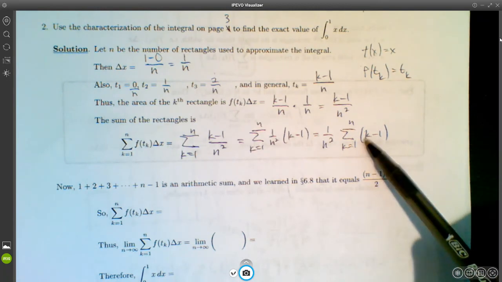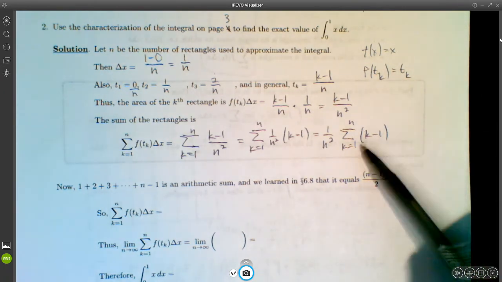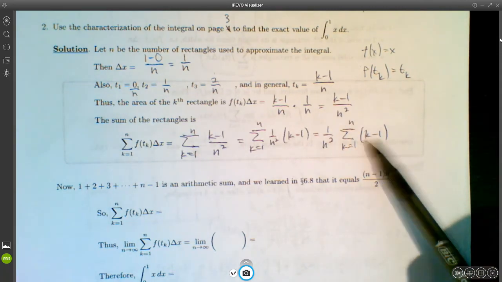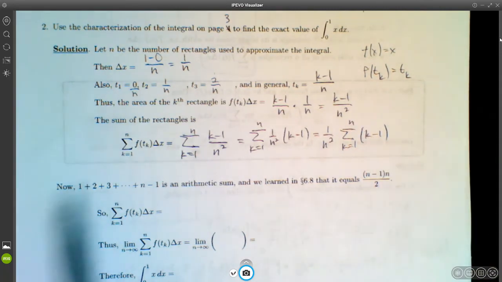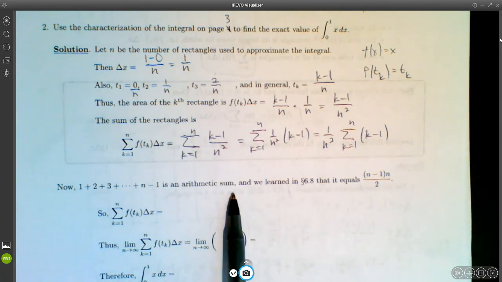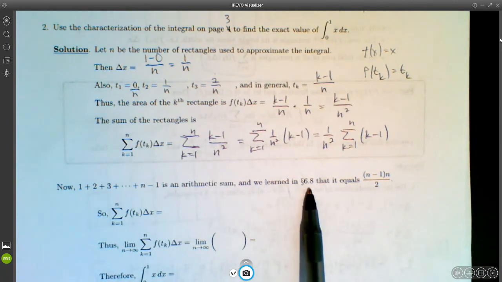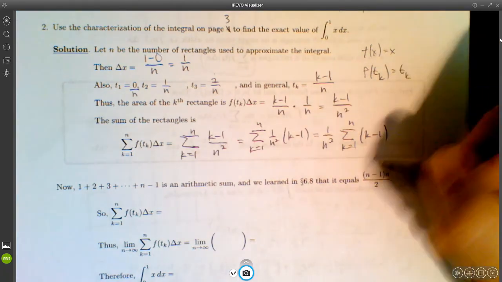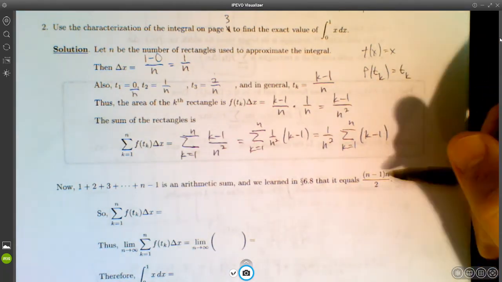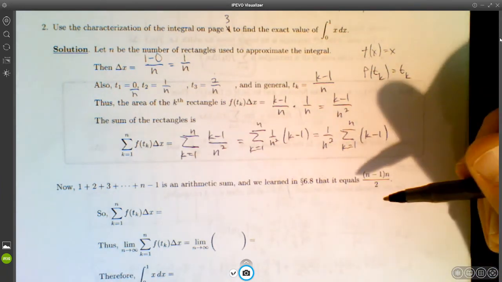If we plug in 1, we get 0. If we plug in 2, we get 1. If we plug in 3, we get 2, and so forth. So it's going to be 0 plus 1 plus 2 plus 3 plus 4 plus 5 plus 6, all the way until we get to n minus 1. So the sum of 1 plus 2 plus 3 all the way to n minus 1. Notice that this is an arithmetic sum, and we learned in the previous section that it's equal to n minus 1 times n over 2, right? We talked about that formula in 6.8.